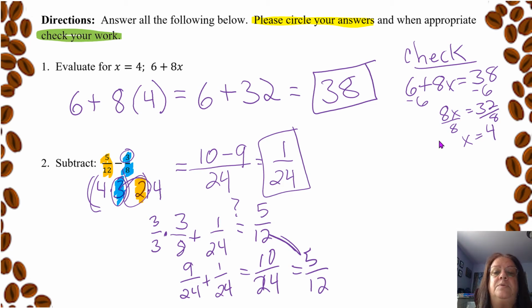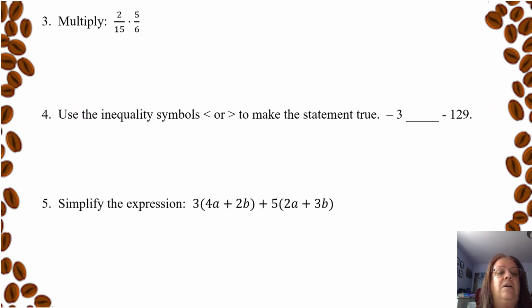So this is what it means when it says to check your work. It's a way to make sure that you've gotten this correct. All right, multiply 2 over 15 times 5 over 6. Remember that when we multiply, we multiply straight across. That's all it is. So 2 times 5 is 10. 15 times 6, that's big.